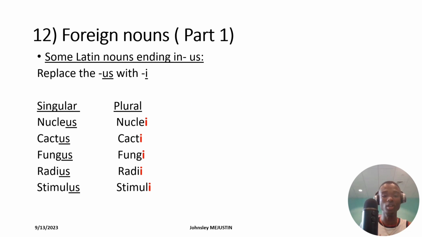Okay, let's look at the plural of some foreign nouns, some Latin nouns ending in us. A lot of words English has borrowed, words from many different languages. English has borrowed words from French. It has borrowed words from Latin, even Greek, whatever. So we have some words in English which are foreign words. These are some Latin words that end in us. So what you do is you remove the us and you replace it with i.